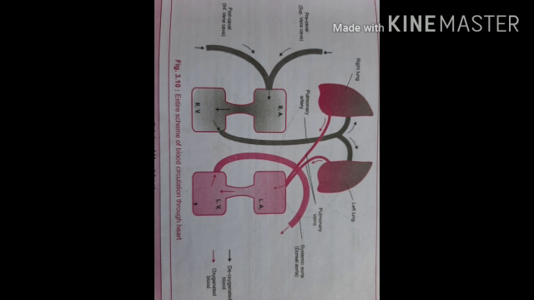Now let us discuss double circulation. As you know, in higher organisms like birds and mammals, there is double circulation. It refers to the flow of blood twice through the heart in one heartbeat. Double circulation involves two types of blood flows through the heart, that is pulmonary circulation and systemic circulation.